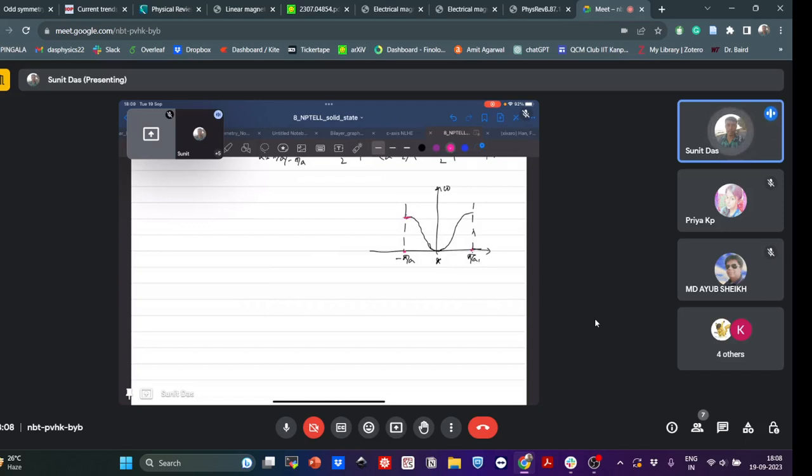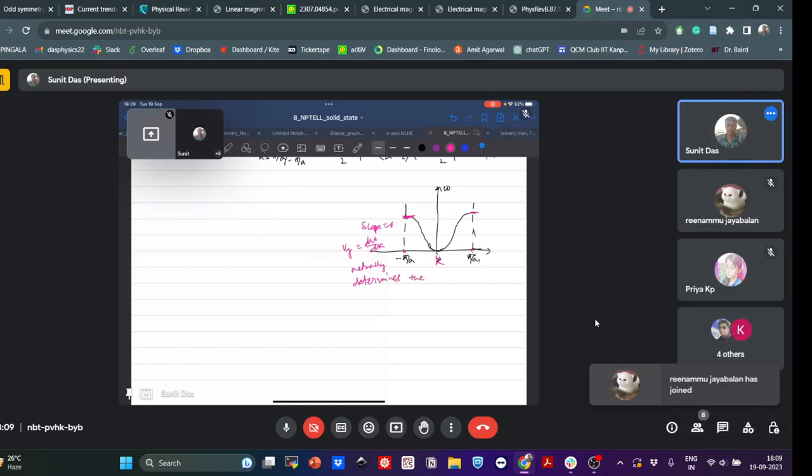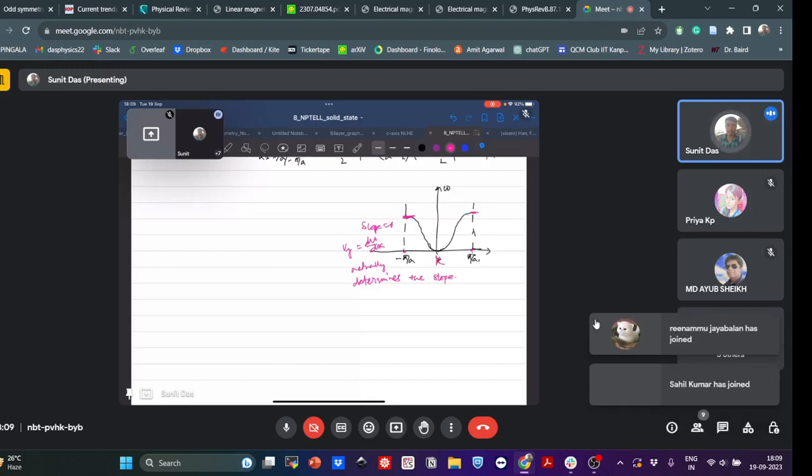this is parallel to the x-axis, that is the k-axis, right? So then the slope is basically 0. Slope is 0, and group velocity, which is d omega by dk, actually determines the slope. So that's why it is also 0, and it is also 0 at k equal to 0.